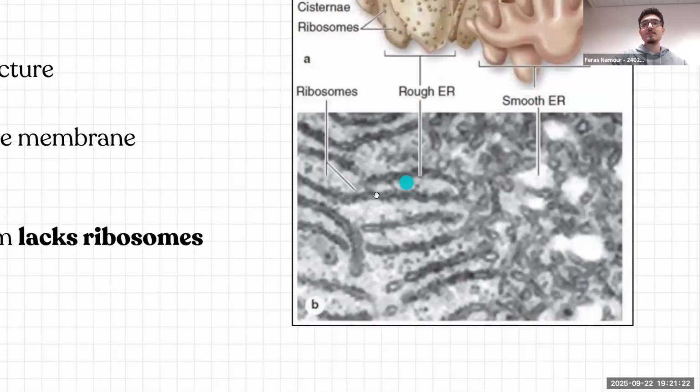So this is rough. You can actually see the ribosomes. Meanwhile, here it's a bit smoother. You can't see any specific bulges of ribosomes.